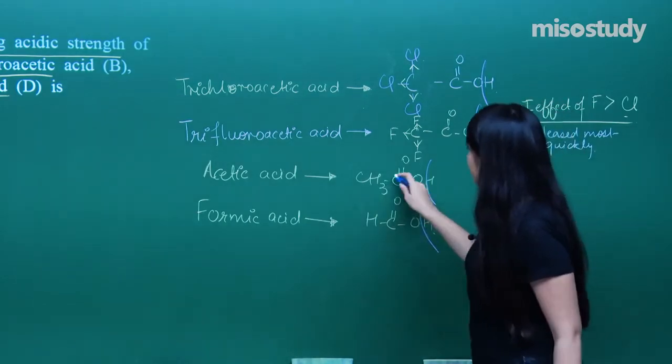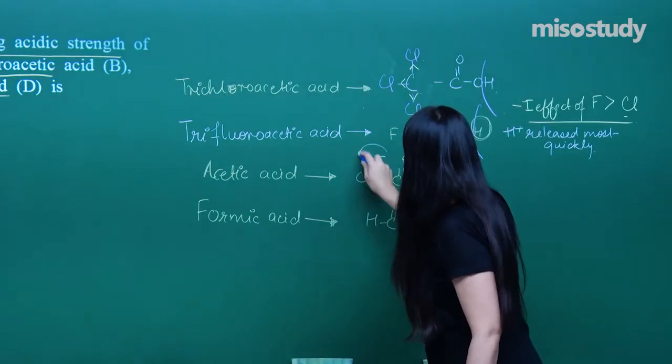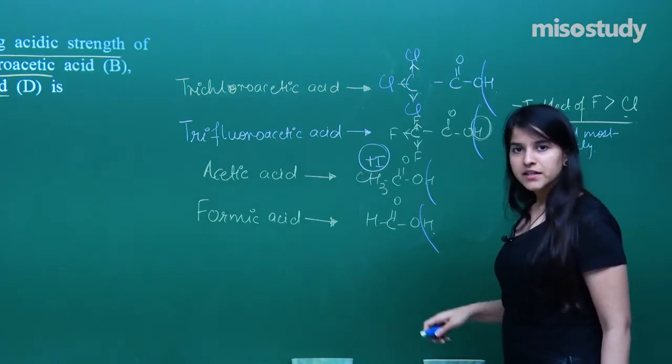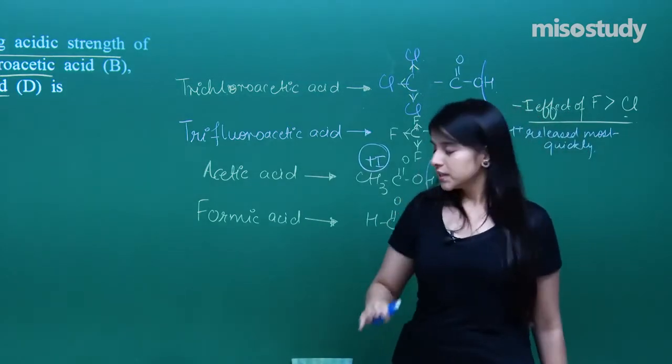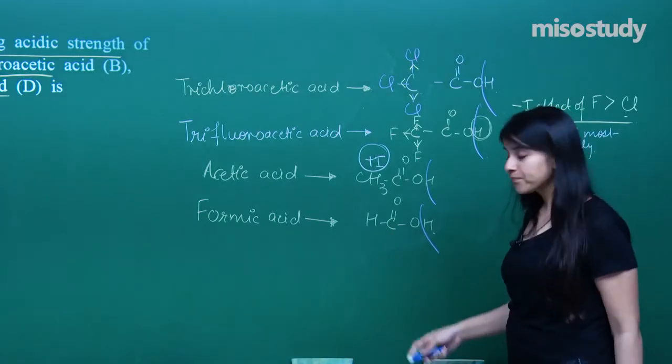And over here, instead of having withdrawing groups, there is a plus I effect showing group, that means a donating group instead. And over here, if you see, there is no donating nor withdrawing group present over here. That means what?